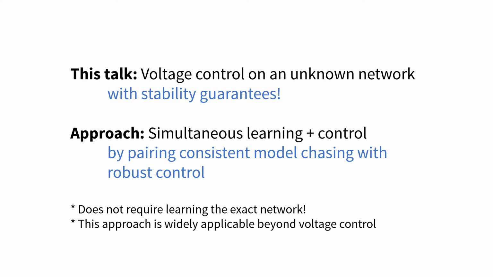Before diving into the details, though, I would like to highlight two major takeaways about our approach. First, our approach does not require learning the exact network. We only learn just enough information about the network to perform robust control. Second, even though we demonstrate our simultaneous learning and control approach on this voltage control problem, the underlying ideas are widely applicable beyond voltage control.